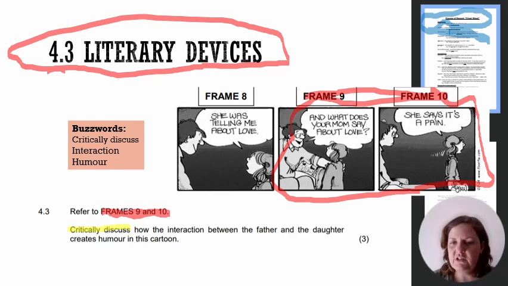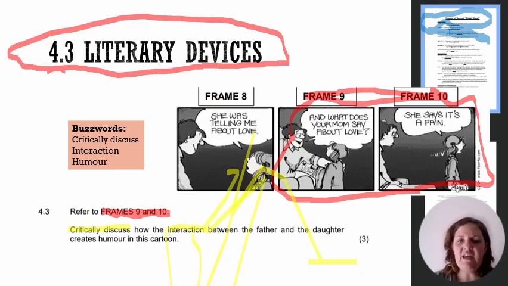Now, what's the focus area after we've got the question word? They're wanting us to look at the interaction, and interaction is our buzzword. It means character relationship, okay? The interaction between the father and the daughter and how it creates humor in this cartoon, okay? So we're looking at the relationship between the father and the daughter in the cartoon and how it is funny.